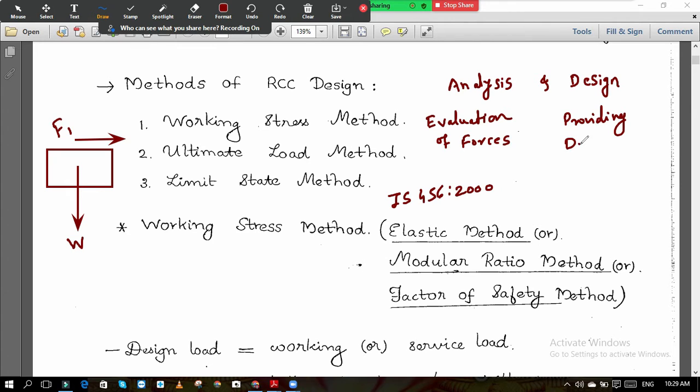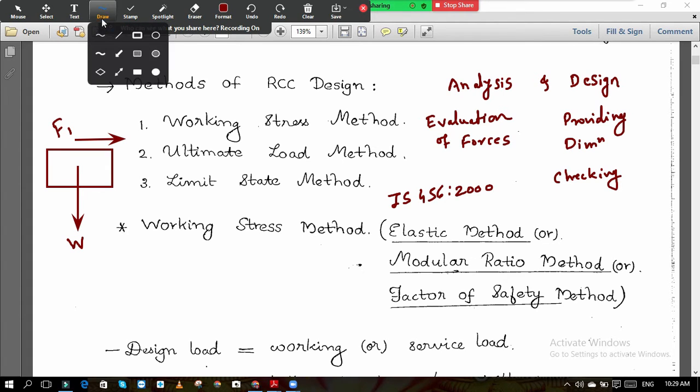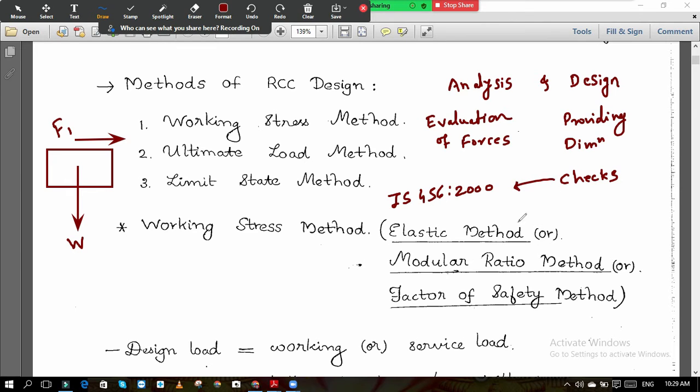Okay, so providing the dimension, then next is what? Checks. So I will not write specifically checking, I will write here different checks. Checks as per the specification of IS code. So checks are different. For slab we take different checks, for beam we take different checks, for column we take different checks.